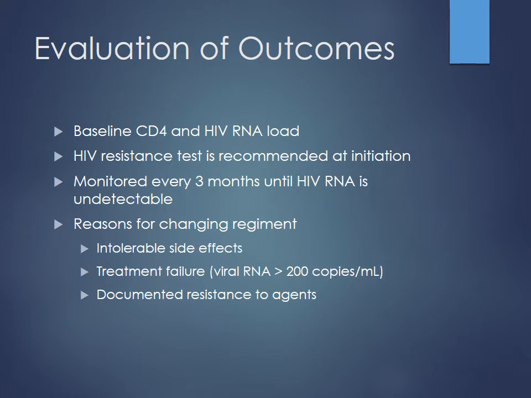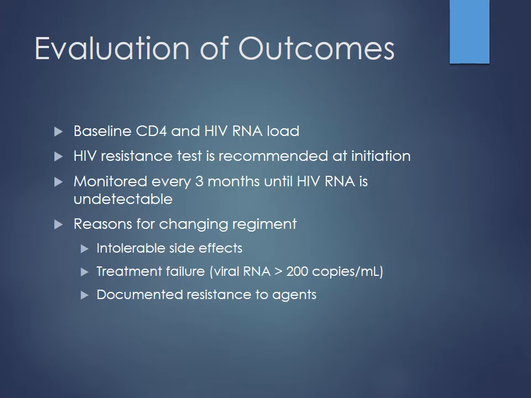So looking at our outcomes, the things we're going to be measuring, we already mentioned, is going to be mainly CD4 count and our viral RNA load, the viral load. And so we do recommend doing that resistance testing at initiation. Oftentimes you can get away with the genotypic testing just to see if they have any kind of resistant bugs to begin with. You will typically want to monitor about every 3 months or so and see what the RNA is doing. Hopefully you want to get it to an undetectable level. That's really the goal here.